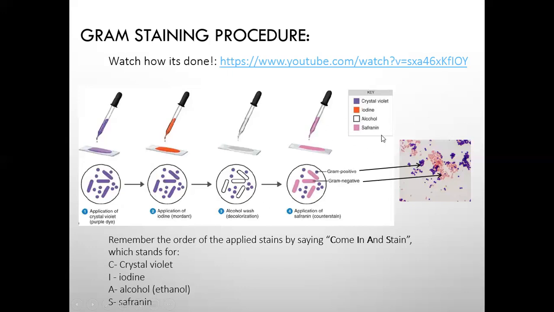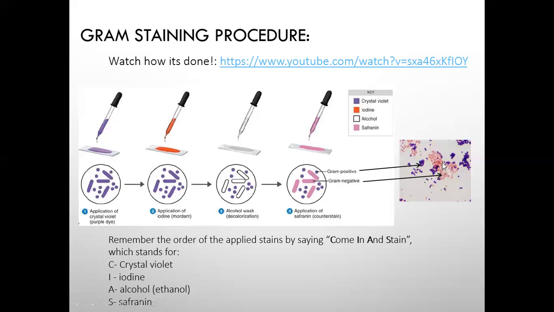However, when we come in with safranin, which is a very powerful pink color, we'll actually see the gram-negative being pink, and our gram-positive will actually stay purple, because that purple is just going to overpower that safranin, okay? And what that looks like, oops, sorry about that.